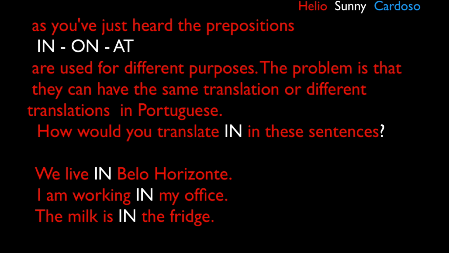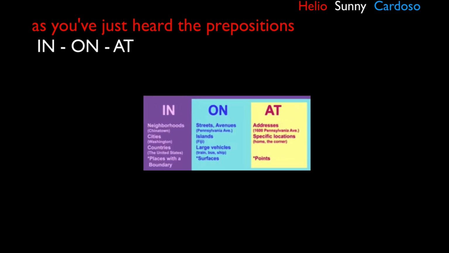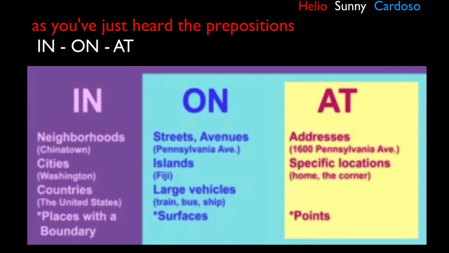As you can see, in is for larger things, neighborhoods, cities, countries. On is a little more restricted, a little more to the point, not as broad, right? But not so specific either, right? Streets, avenues, islands, large vehicles, like you're on a boat, you're on a ship, on a bus, on a train, but you are in a car. So be careful with that. That's an exception. We'll talk about exceptions in another video.